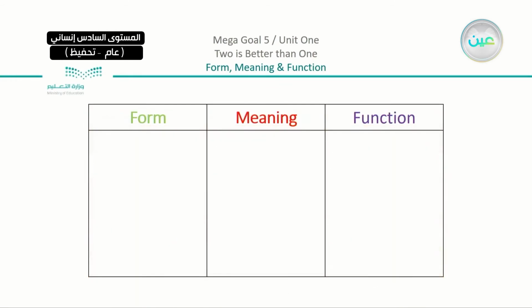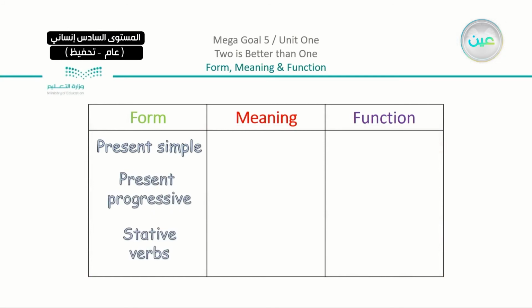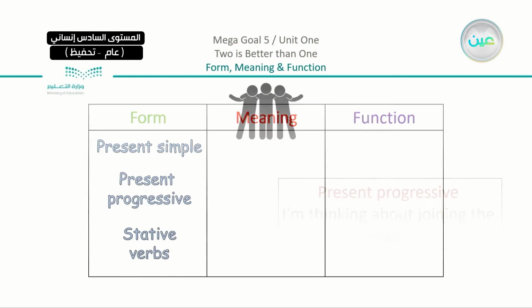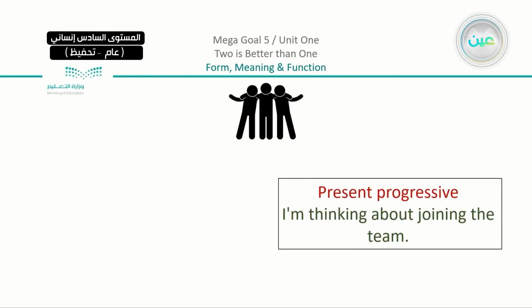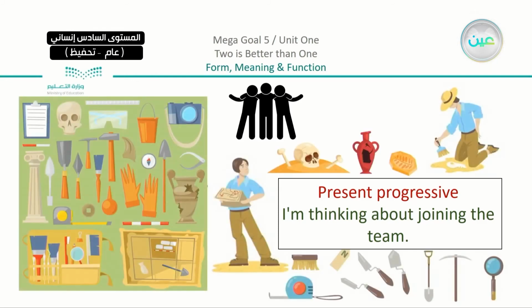Now, we have completely covered the form part. We have the present simple, the present progressive, and we have here the stative verbs. We have two parts left. We have the meaning here. And since we just mentioned something about teamwork, which is our basic topic in the unit, I'm thinking about joining the team. Just imagine with me that we are joining a different kind of team, which is related to archaeology. Now you can see from the pictures how archaeology is a very big kind of study.